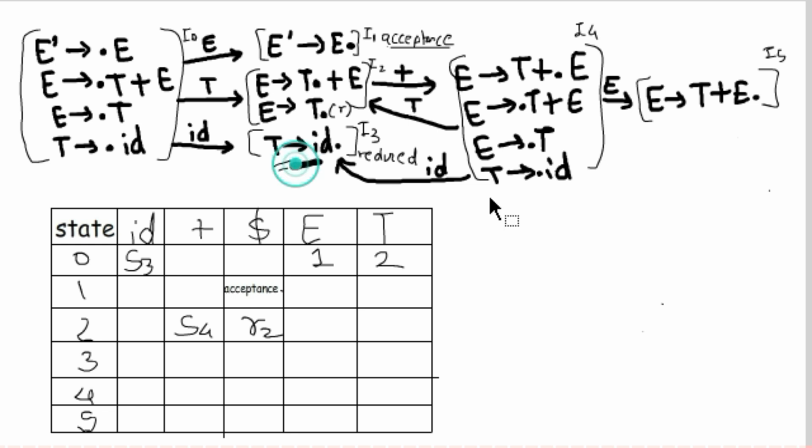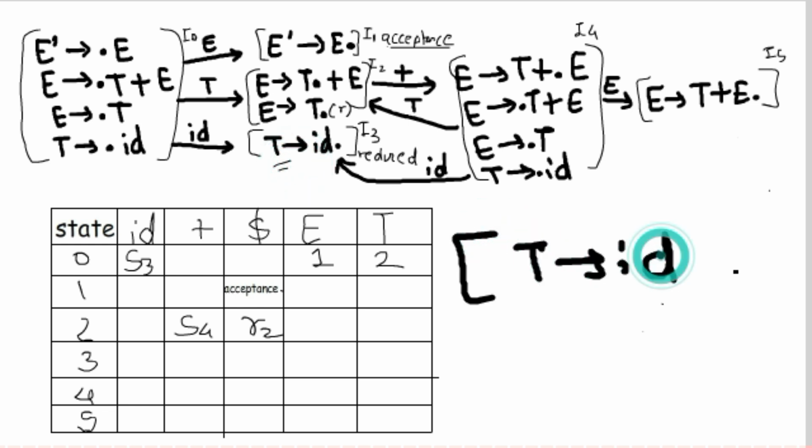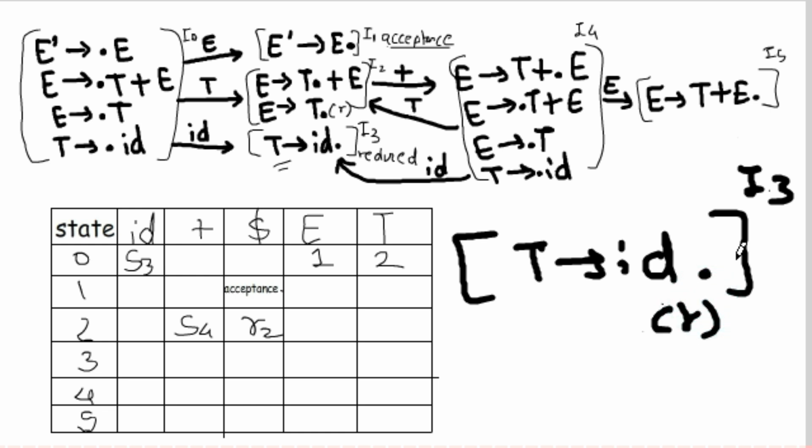So I'll just write this item number 3 again so you can see it clearly. This is how item number 3, I3, looks, and we know that it's reduced. So it's a reduced item. When it's reduced, because the dot cannot go further anywhere, we know we have to write R. And this is state number 3, so we are talking about state number 3.